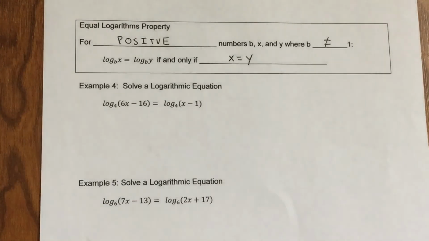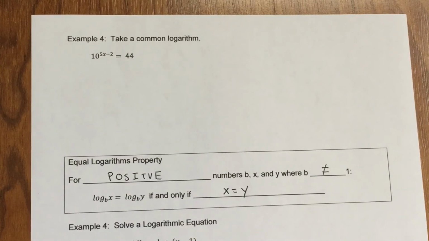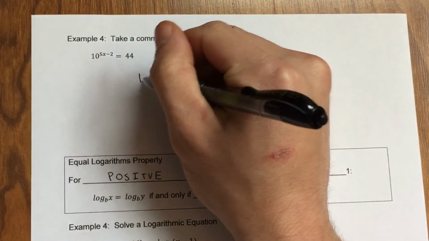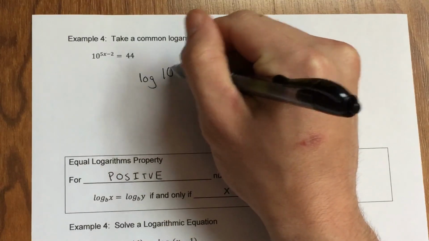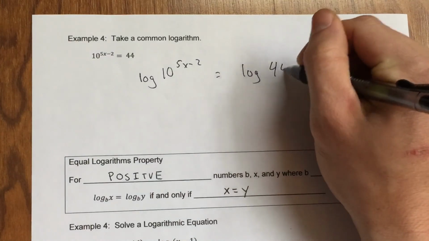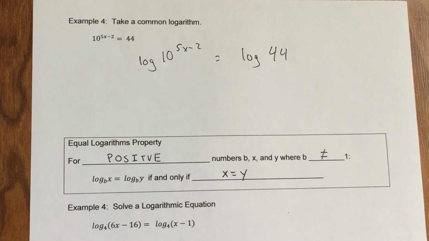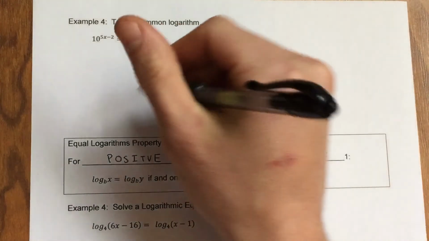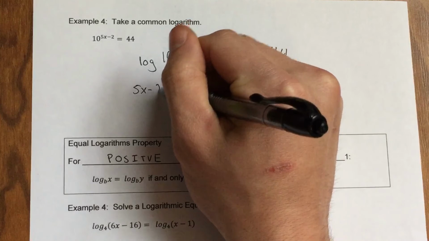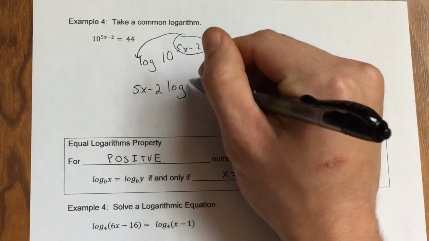All right, our next problem, we're going to do the same type of example of taking that common logarithm. To take the common logarithm of each side, we do log, and we have the log of each side. I can then rewrite my problem by putting 5x minus 2 in the front. I'm taking the exponent and putting it in front of the equation.